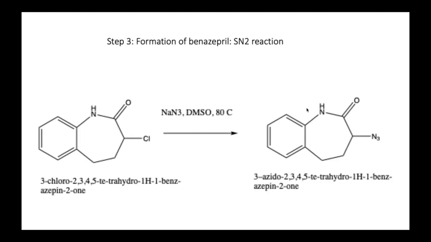So next, I'm going to be talking about the formation of benazepril, and this is step 3 in that reaction, and this is an SN2 reaction. An SN2 reaction is a bimolecular nucleophilic substitution. Overall, it is a second order reaction, and in SN2 reactions, the ability of a reagent to donate an electron pair to another atom is known as nucleophilicity.